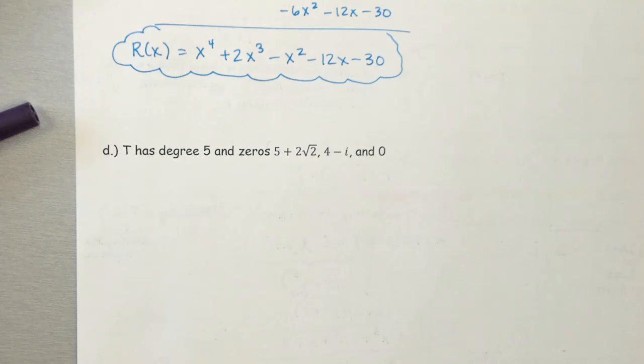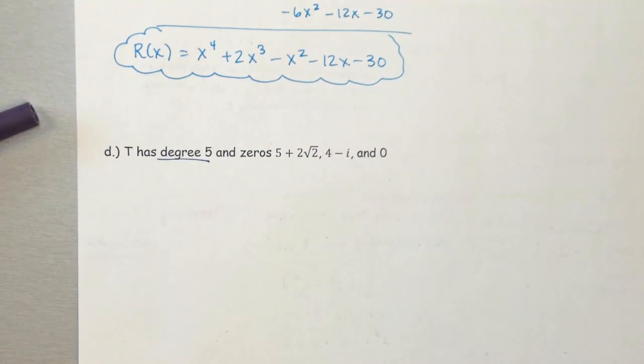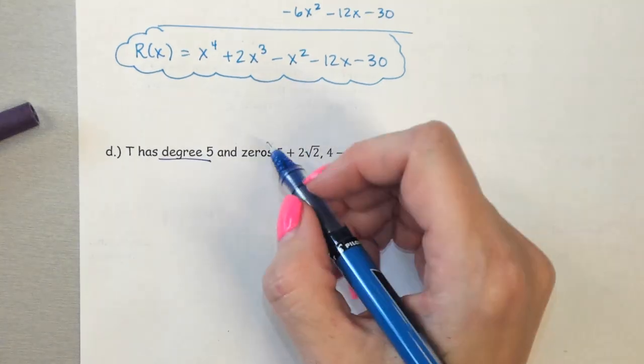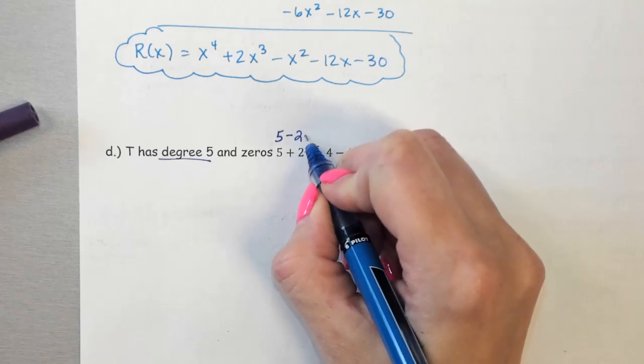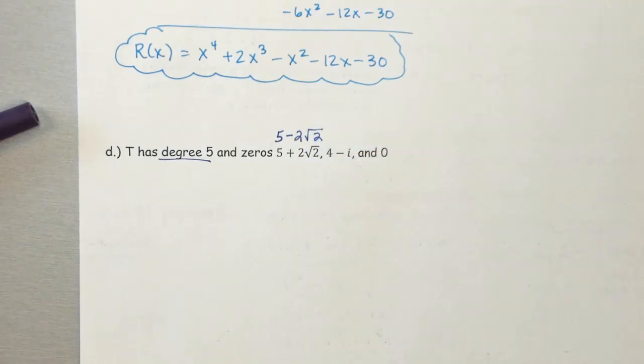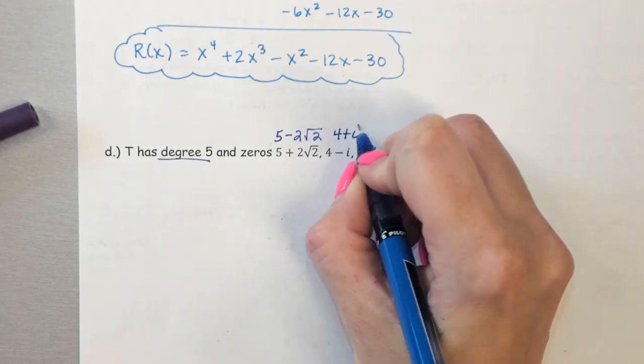Okay, and then as you are working on part D, this one you have 0 as a 0. So the degree is 5. You're given 3 zeros, which means you have to come up with the other 2 based on your rules. So 5 plus 2 root 2 means 5 minus 2 root 2 is also a 0. 4 minus i means 4 plus i is a 0.